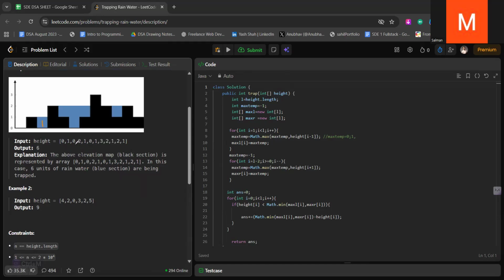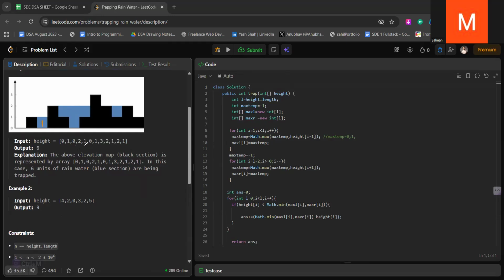Okay, so the maximum wall on the left side is 1, and on the right side is also 1. So I don't think the water is going to stay here, because water will spill down from here to here and then here. No water will be remaining, right? And from this side also, the water will fall here, here, here. So this third element cannot store water because left and right boundaries are not present properly, right?